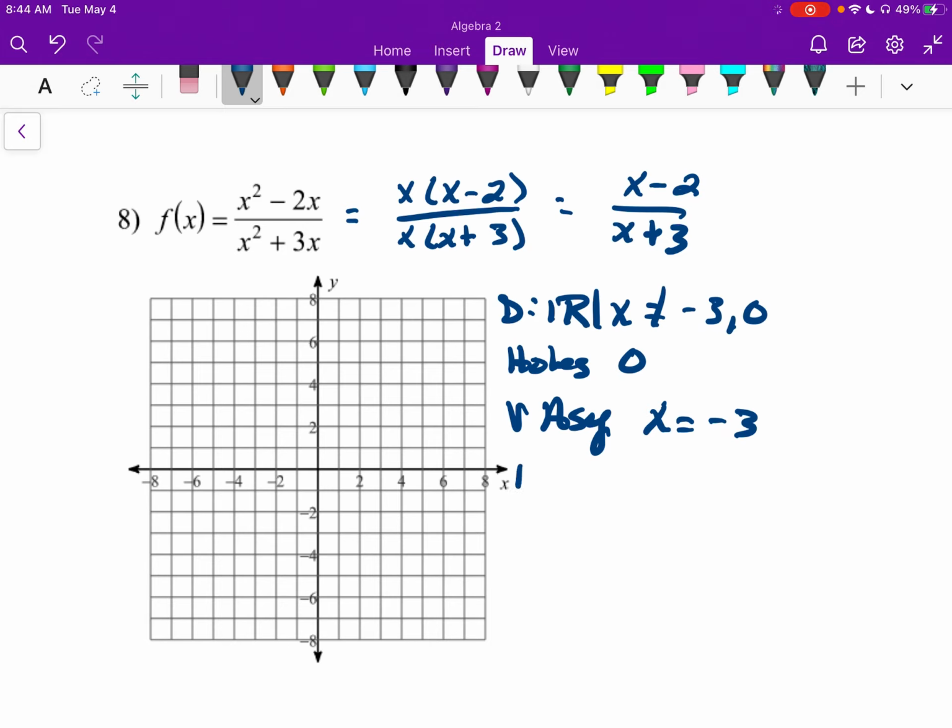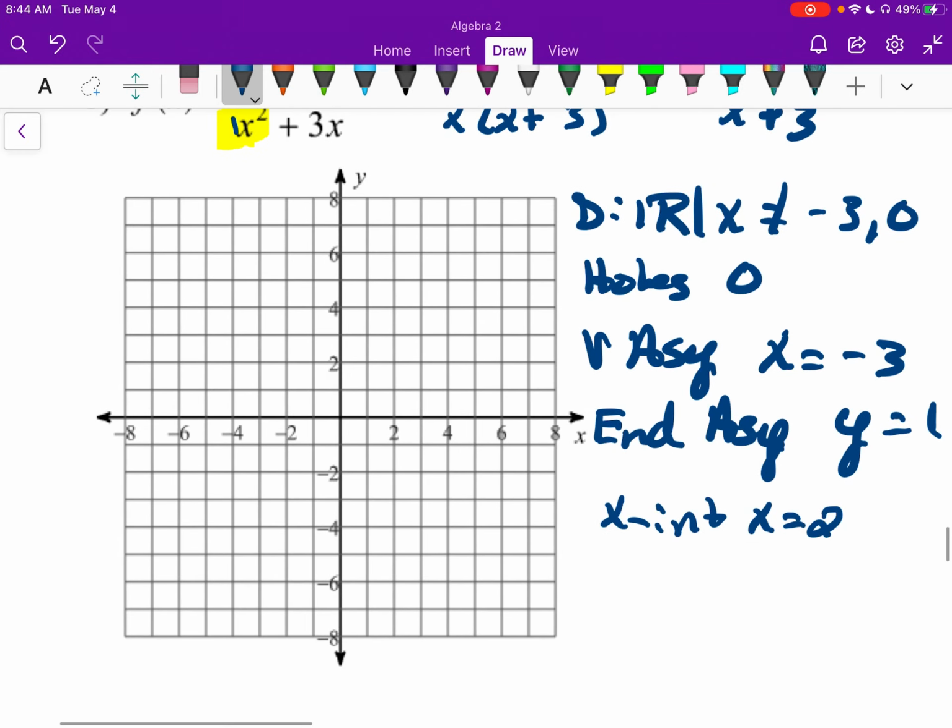I have an end asymptote at y equals 1. And again, the way that I get that is I look at my original, I look at my highest degree terms. They're equal, right? They're both x squared. So I do a fraction of their coefficients, and they both have a 1 as their coefficient. Lastly, my x-intercept is x equals 2.